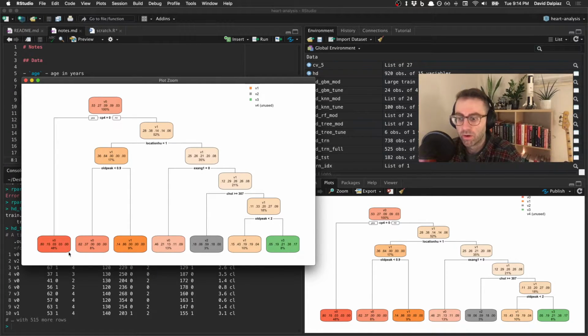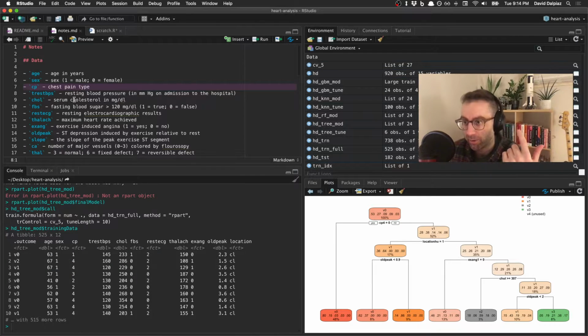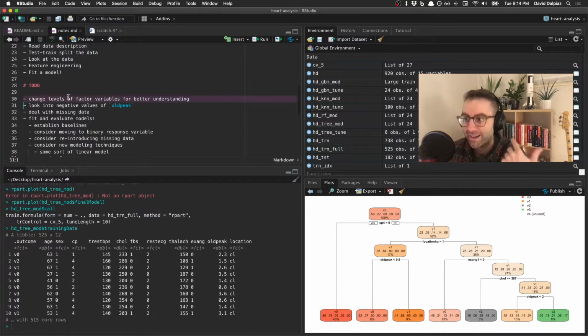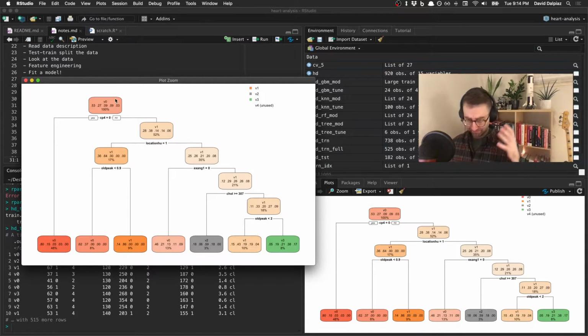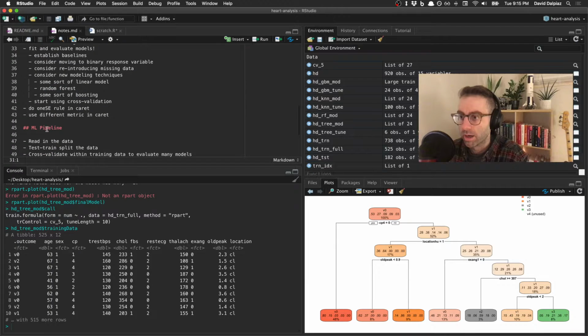So, this leads back to my note right here: change levels of the factor variables for understanding. So rather than 4 here, I should go into the documentation, figure out what 4 is, and then actually apply that to the data. Maybe I'll do that next time. Okay, but anyway, something we haven't really talked about. We'll add this to our to-dos.